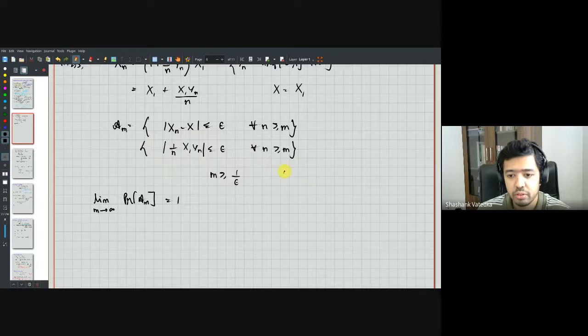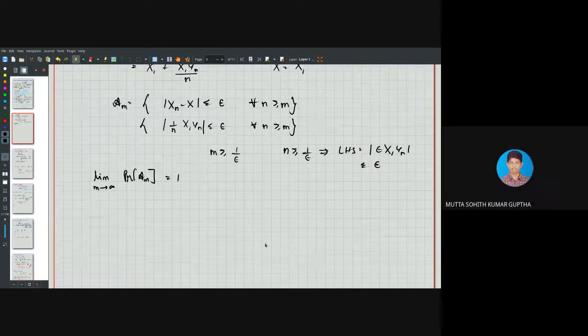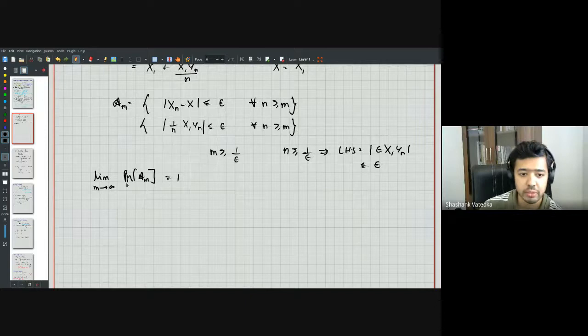So if n is greater than or equal to 1 over epsilon, then definitely the left hand side, LHS, is mod epsilon times x1 yn, which is less than or equal to epsilon. So that is definitely satisfied. So you know that for every epsilon greater than 0, this limit as probability.